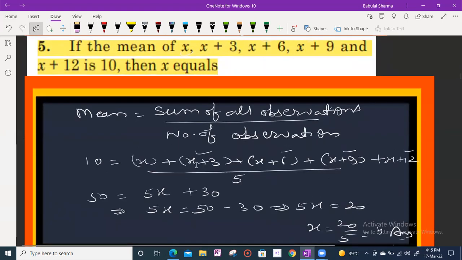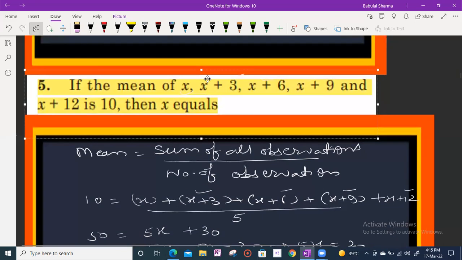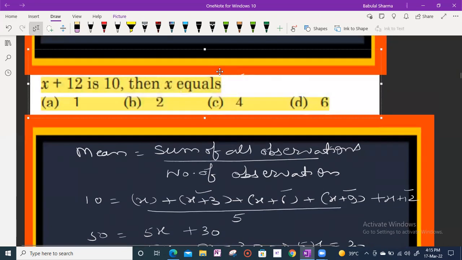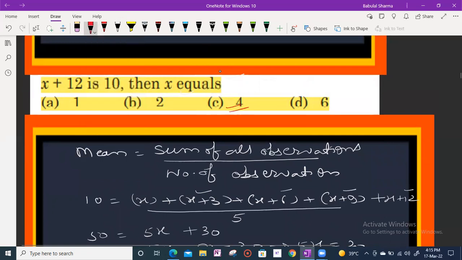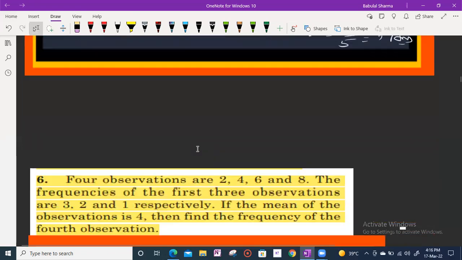Now we can check the answer. We can take the objective part here. Please write in your notebook carefully. Practice these questions. And now we can check the answer, yes, 4 is the answer here. So C is the correct option. Now we can go for the next question.